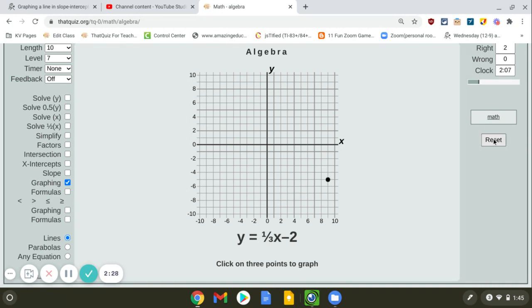Let's try. I'm just going to do some random ones here, get it wrong. Oh, I got it wrong. Let's do another one here. That one's up 1 over 4.